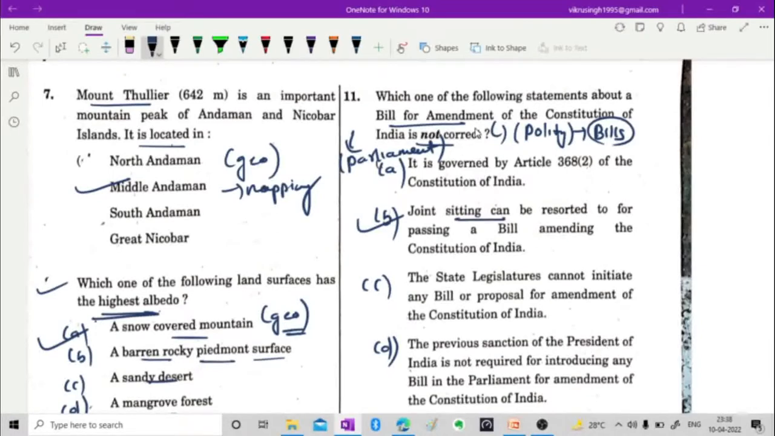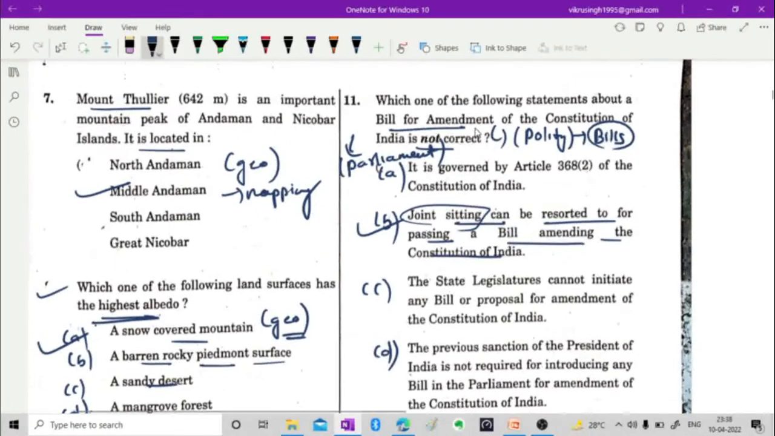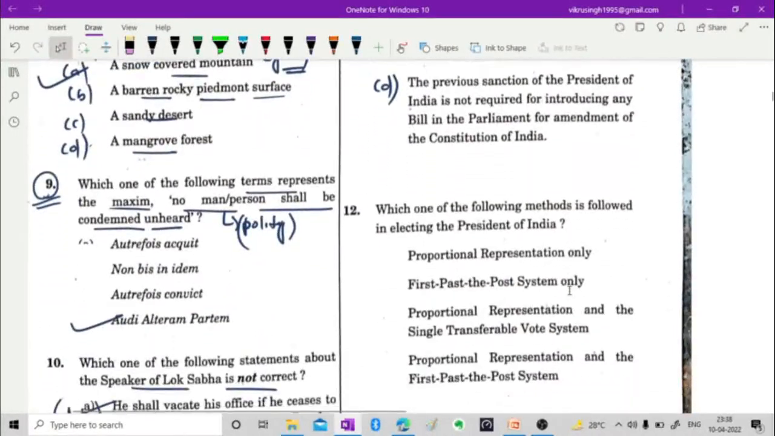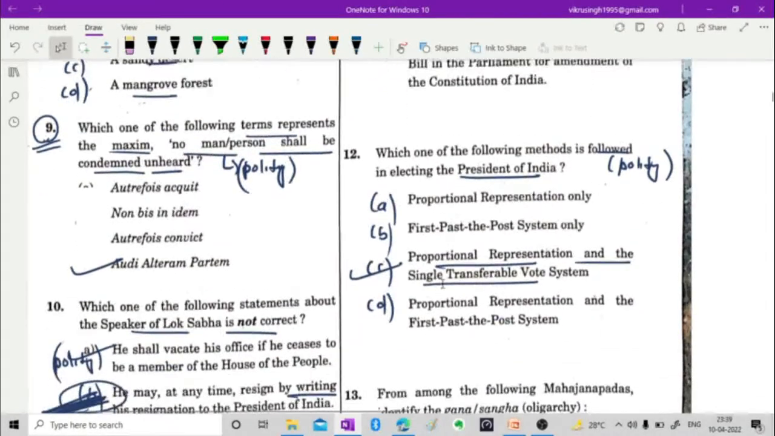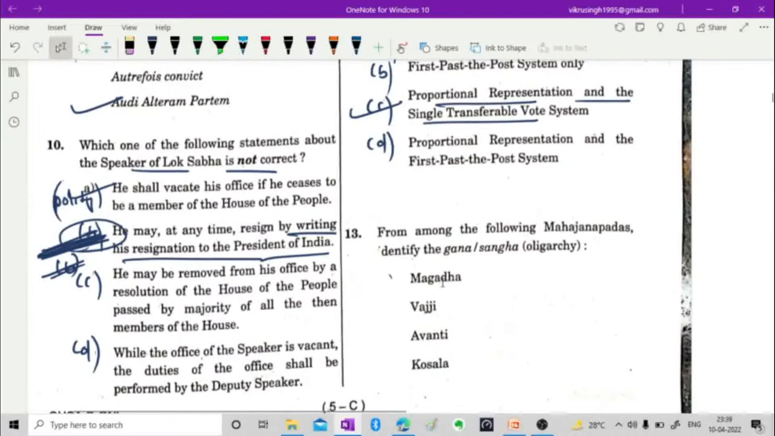The option I am seeing: joint sitting can be resorted to for passing a bill amending the Constitution of India. So no joint sitting is there. So that is the not-correct option. Which of the following methods is followed? This is also polity. Regarding the election of the President in India, which electoral system is used? So it is proportional representation and the single transferable vote. So we are having the single transferable vote.